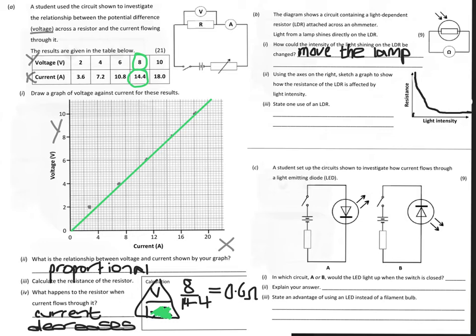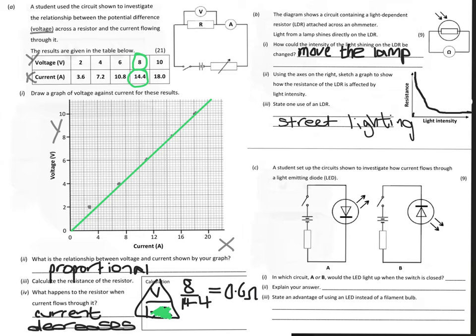Okay, and the next part of the question then says, state one use of an LDR. So what we talked about in class with LDRs was street lighting, okay? So all you need to say there is street lighting.